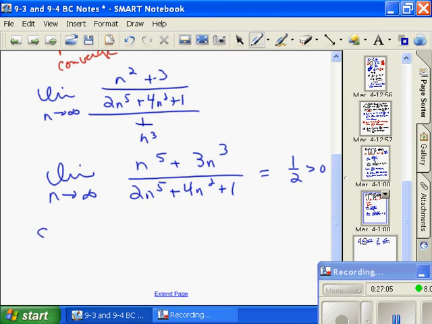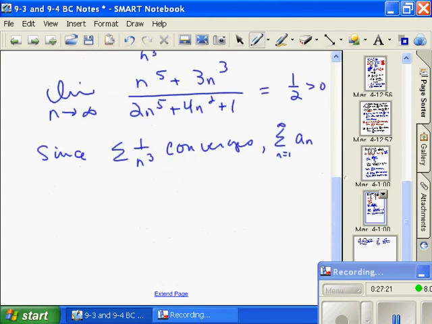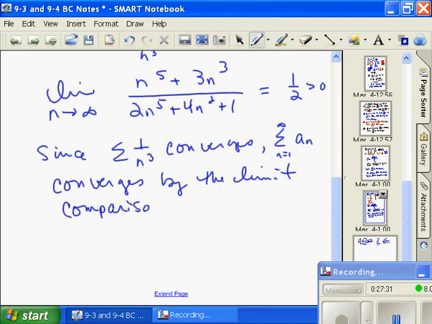So I can say, since the summation of 1 over n cubed converges, the summation of a sub n, n going from 1 to infinity, converges by the limit comparison test. There you go.